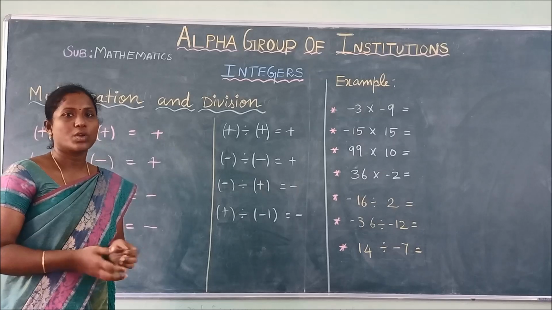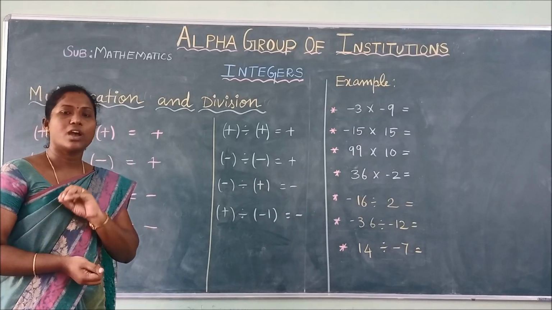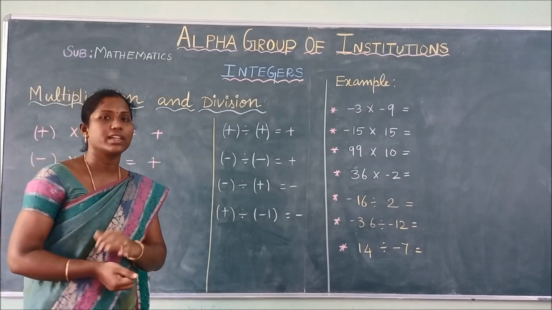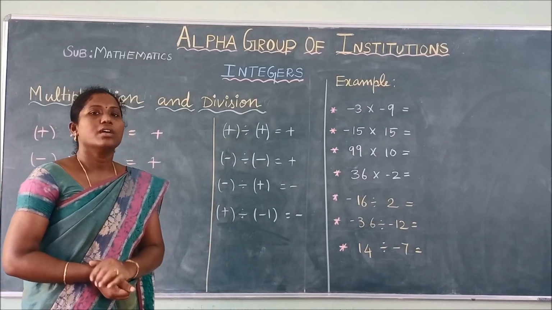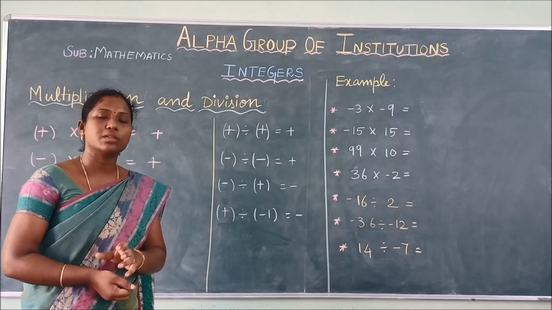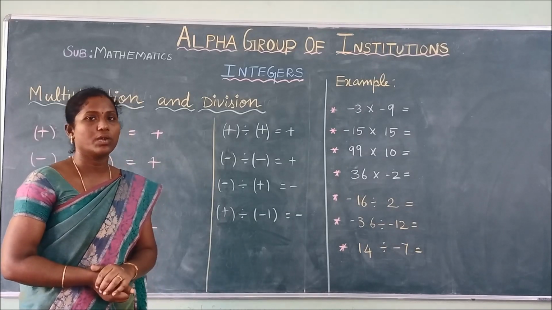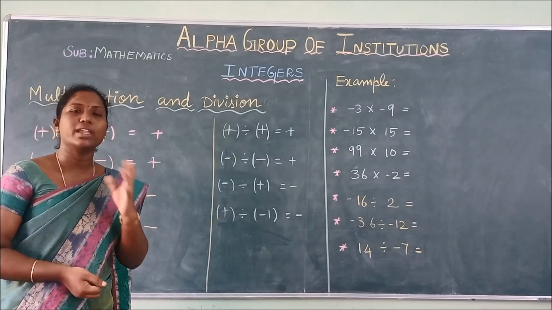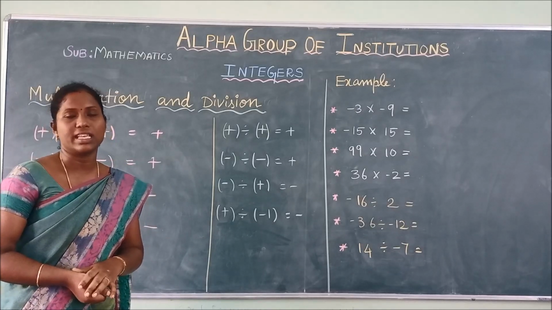So next, okay, now we know how to add and subtract the integers. Next we are going to see how to multiply and divide the integers. Here also we have a rule. How to multiply and divide the integers. If you are thorough with this rule, we can do any calculation based on integers easily.